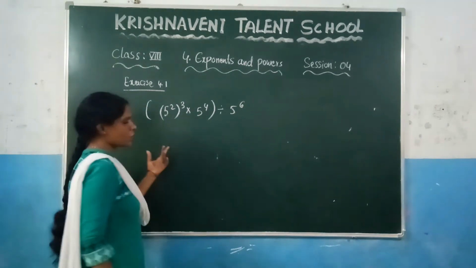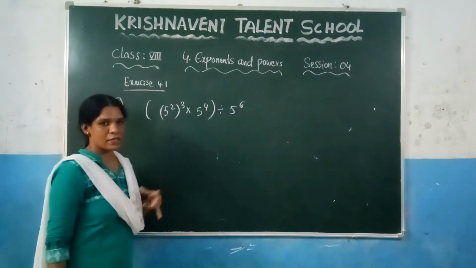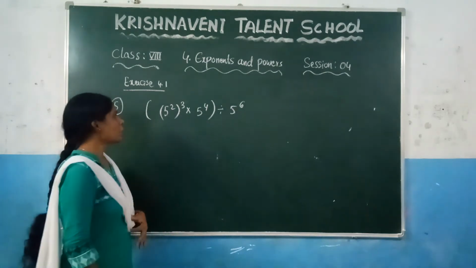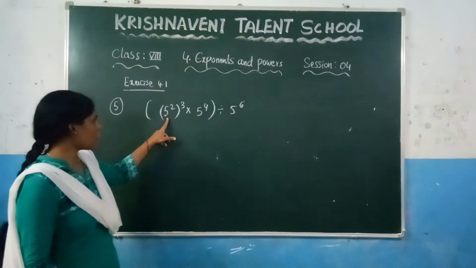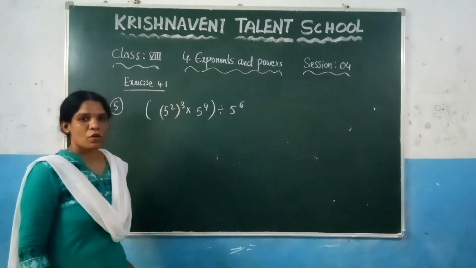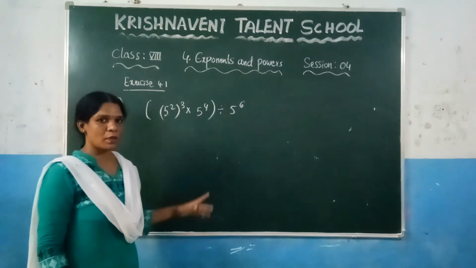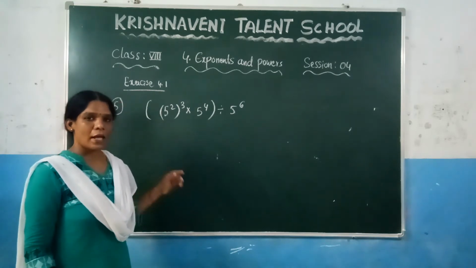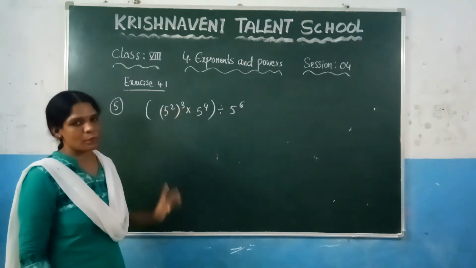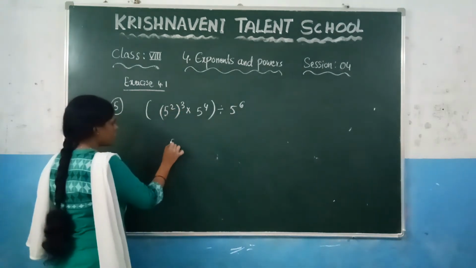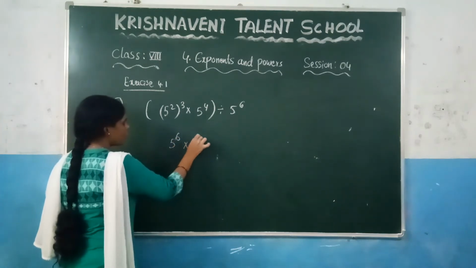So this question you can do as a homework. Just I will explain how to do this problem. Here it is in the form of what? A power m whole power n. What is the formula for a power m whole power n? Which is nothing but a power m into n. That means you can multiply the powers. So what will you get here? 5 power 6 into 5 power 4.